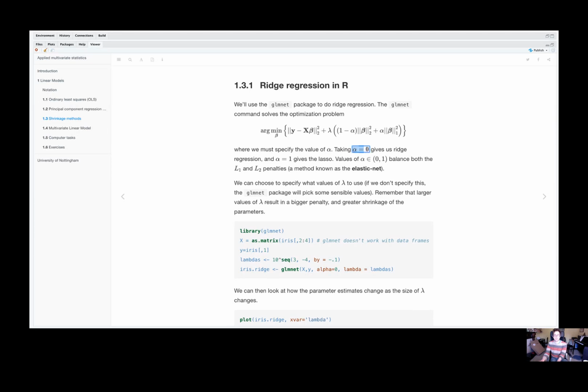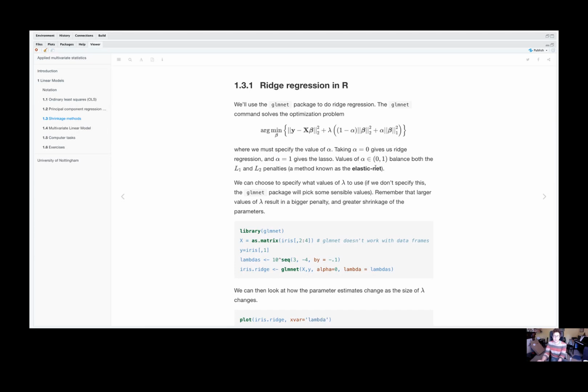So just note here, if we take alpha equal to 0, this term disappears, and we just get lambda times the L2 norm of beta squared. Okay, so that gives us ridge regression. So alpha equals 0 gives us ridge regression. Alpha equals 1 here cancels this term, and we just get the L1 norm of beta. That gives us what's called the Lasso.